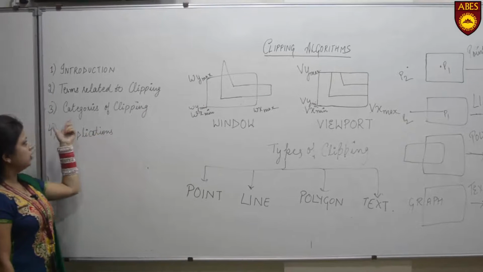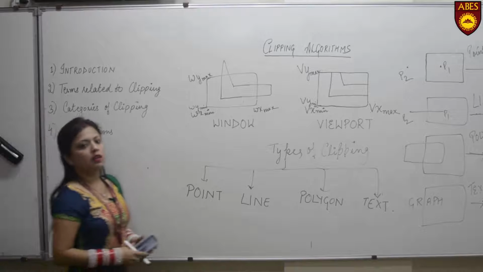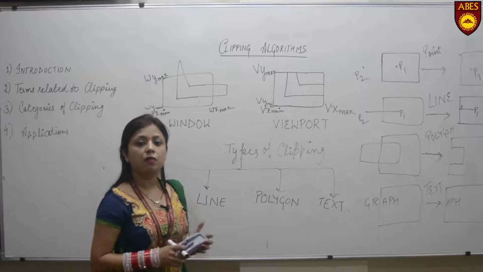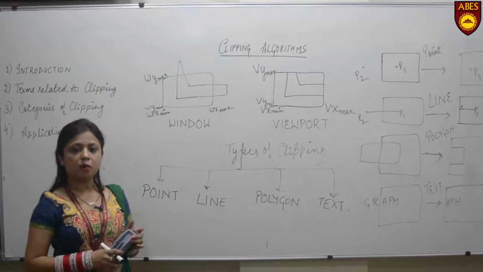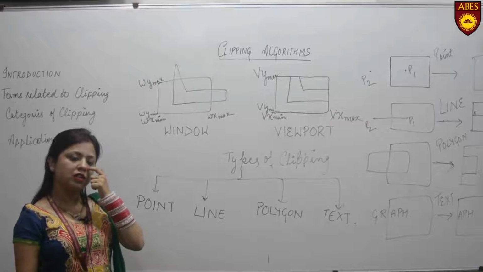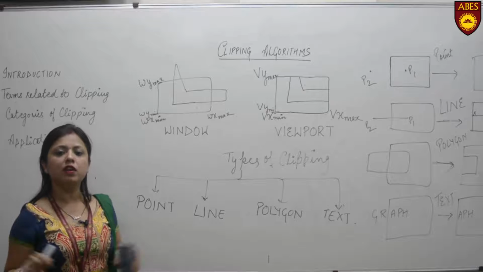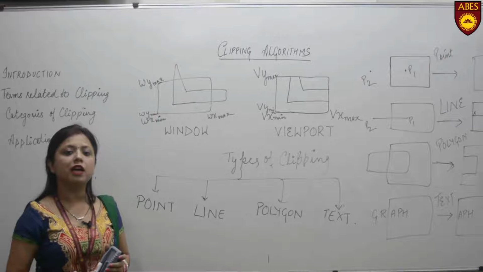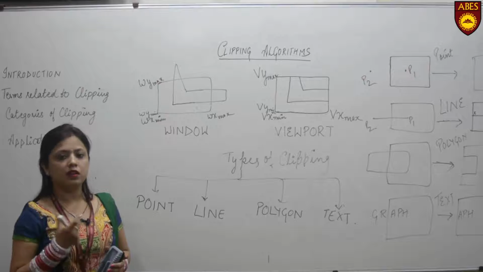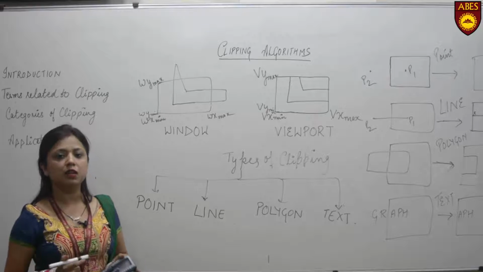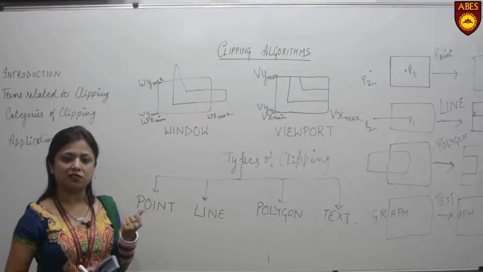Next we come to the categories of clipping. We are talking about clipping in the case of computer graphics. The basic component of computer graphics is an image. An image is composed of a large number of small values which are referred to as picture elements. So graphics is related to an image, and an image is a composition of multiple values which are referred to as pixels.